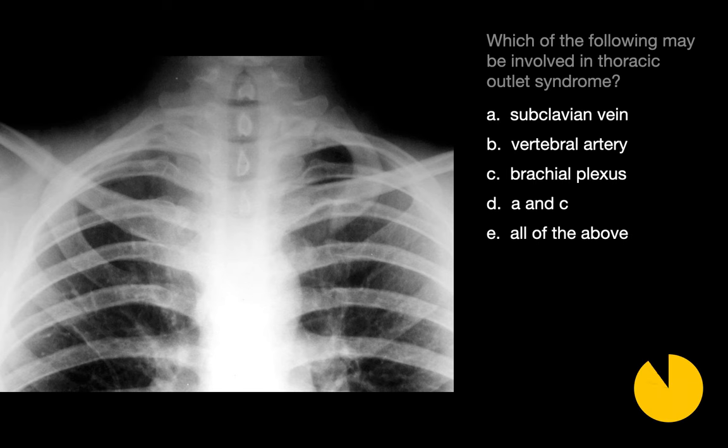Which of the following may be involved in thoracic outlet syndrome? So in this patient with a left cervical rib, subclavian vein and brachial plexus can be involved. The other option that we're not seeing here is the subclavian artery.